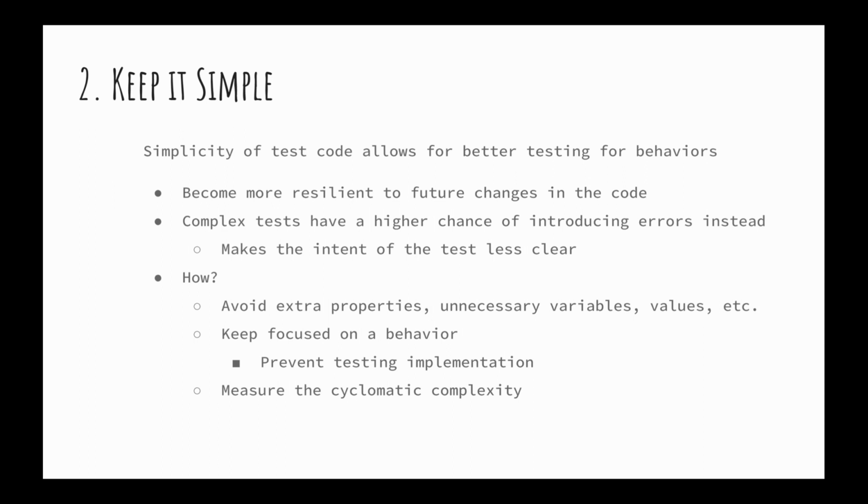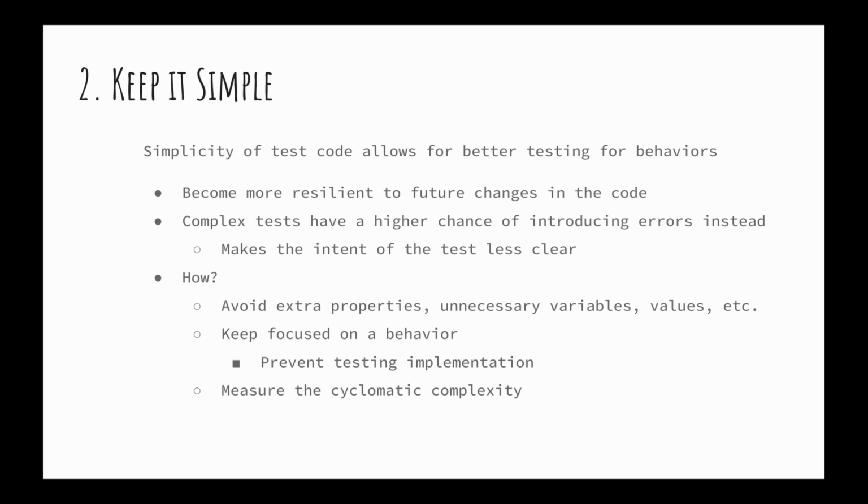It's easier to see what's going on if it's simple. There's not a lot of complexity to it, and so if it's more complex, it's harder for developers to understand what's actually going on with the test. So how can you keep it simple? You want to avoid extra properties, unnecessary variables, values, etc. And you want to keep focus on a single behavior.